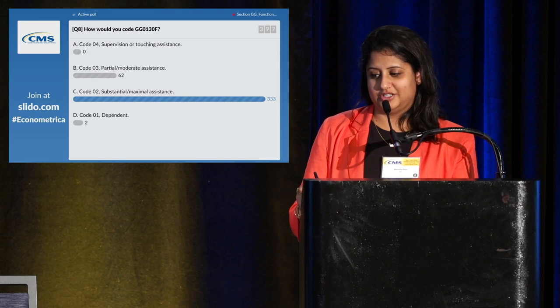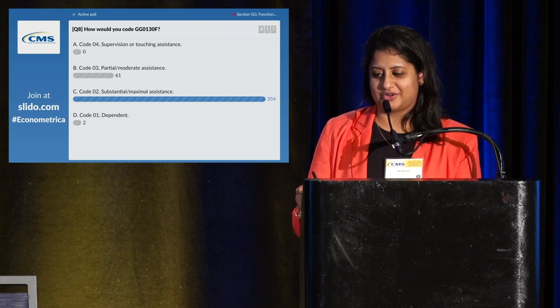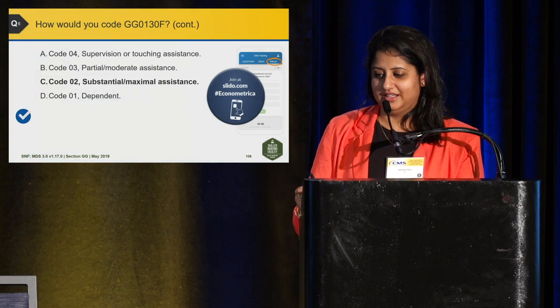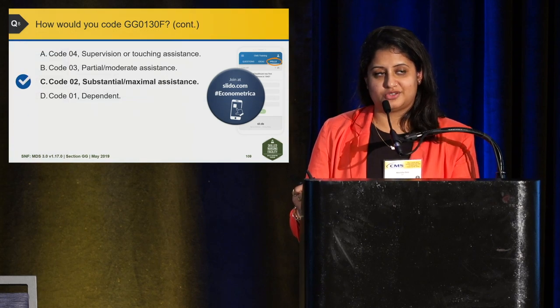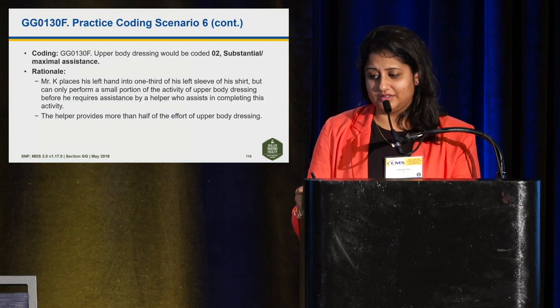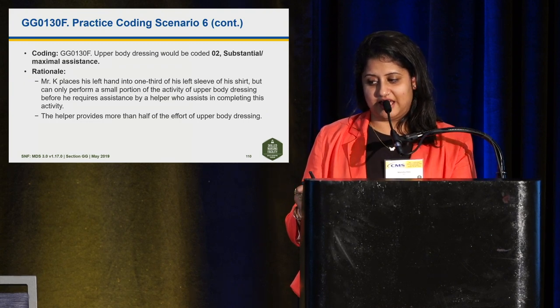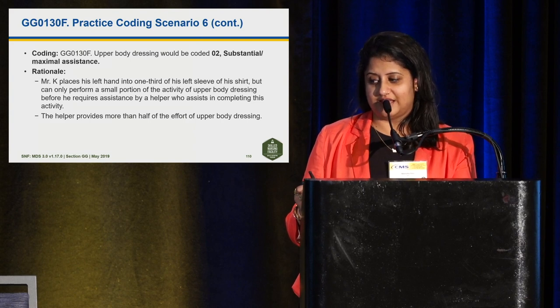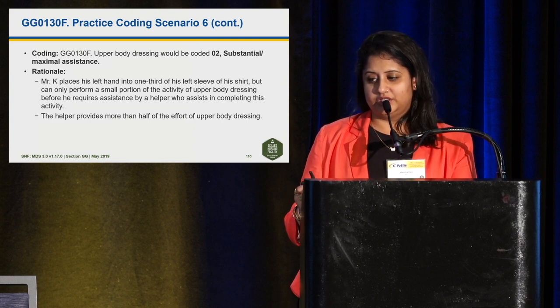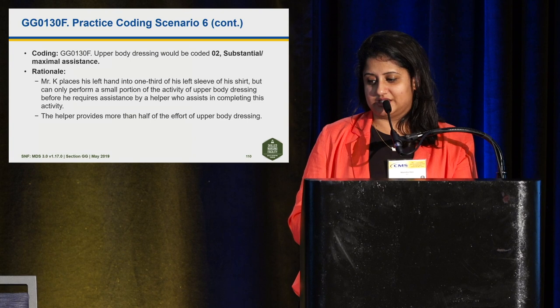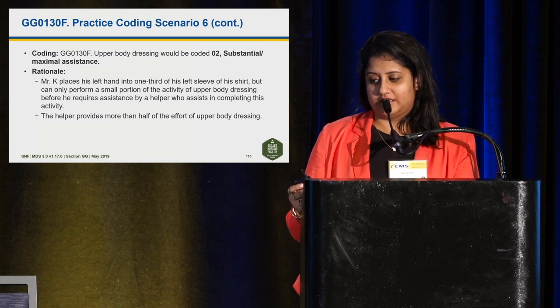Seeing a lot of participation, a lot of answers towards C. Let's look at the correct answer now. It is C, 02, substantial or maximal assistance. The rationale behind this example is that Mr. K places his left hand into one-third of his left sleeve of his shirt, but can only perform a small portion of the activity of upper body dressing before he requires assistance by a helper who assists in completing this activity. The helper provides more than half of the effort for upper body dressing, which is why it's coded 02, substantial or maximal assistance.